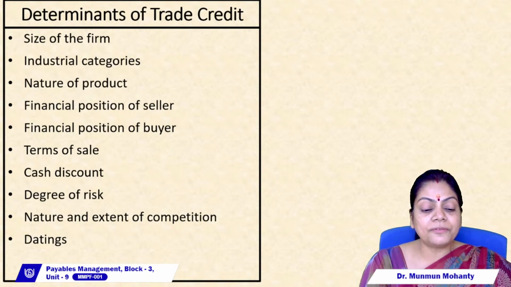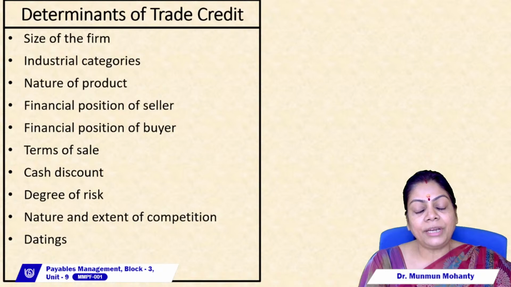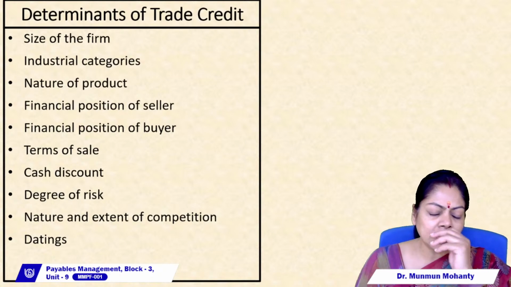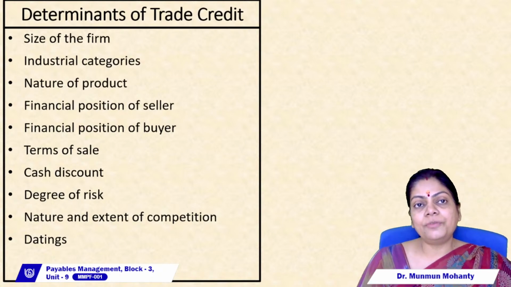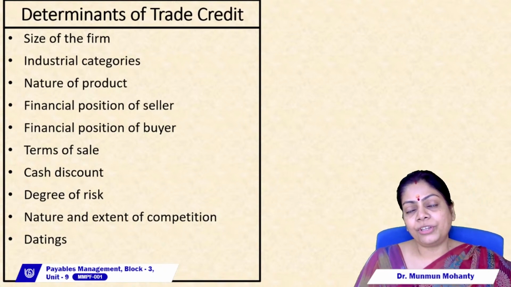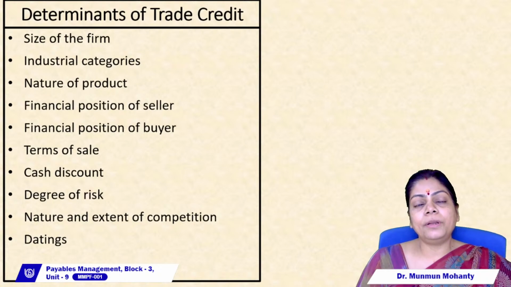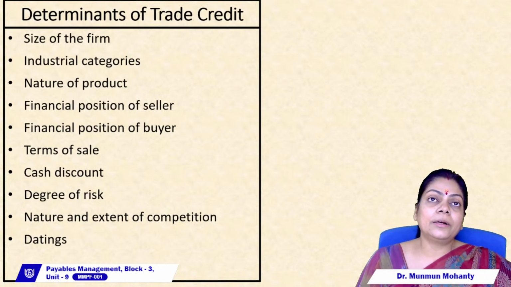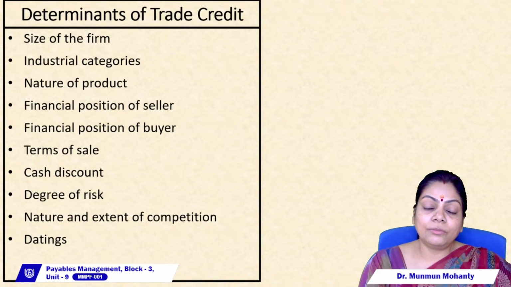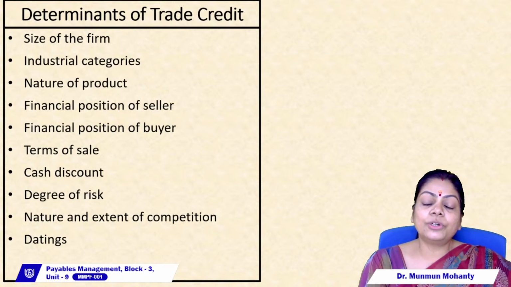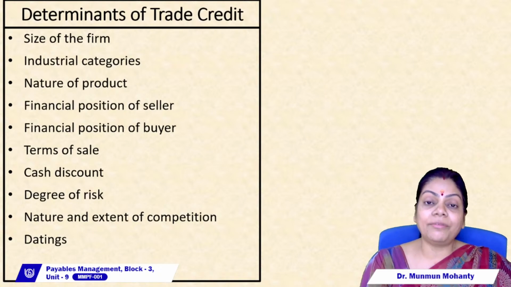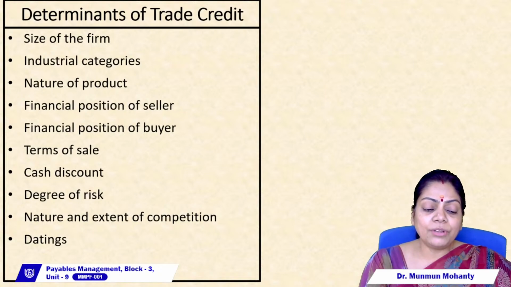Now, when we talk about the terms of sale, let us say whether your sale is on COD, cash on delivery basis, or sometimes it could be cash before delivery also. So whether it is CBD or COD, or probably you are talking about a credit term, like in how many days the payment can be made. What kind of term you are selling your product on also determines the trade credit available to the business. Now, the cash discount.